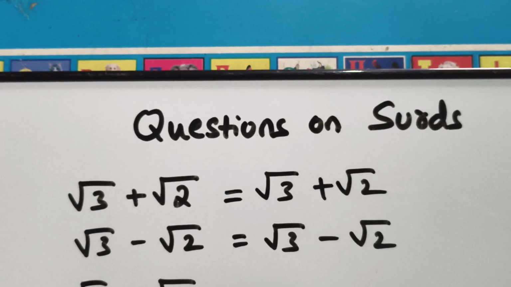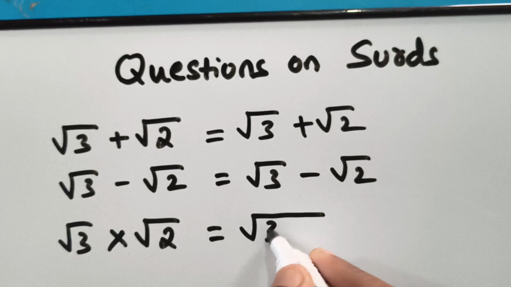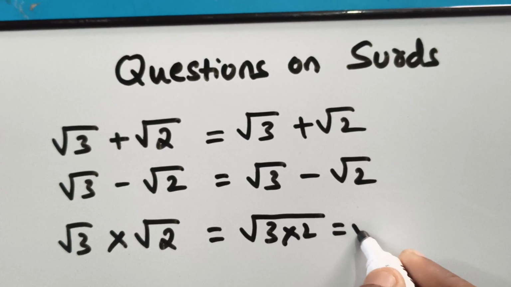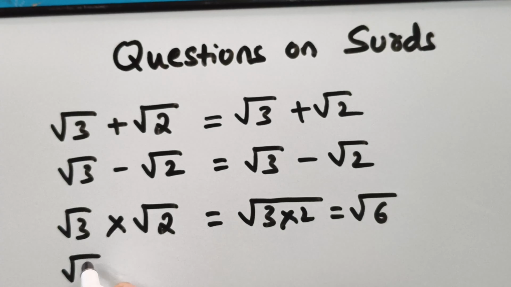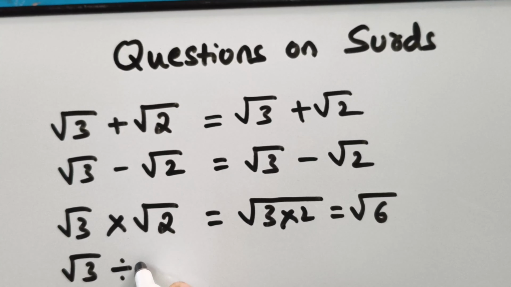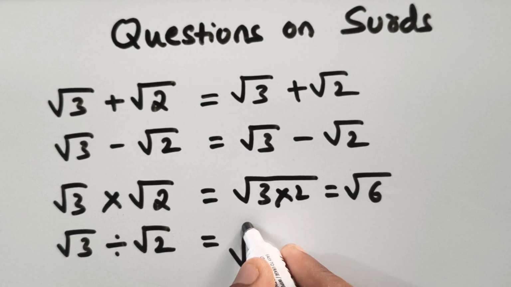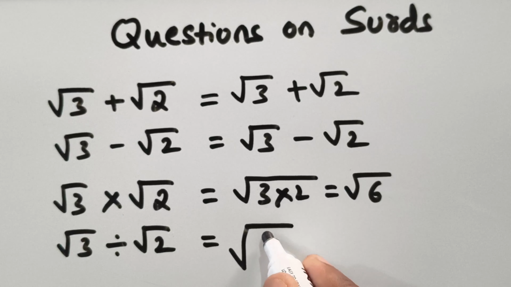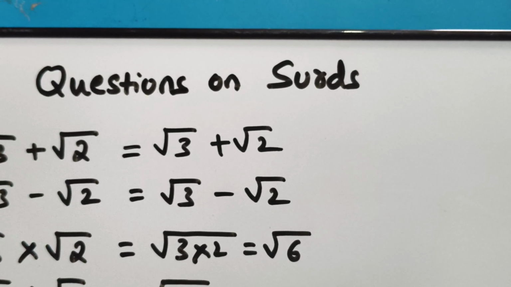Similarly, let's take one more question, that is root 3 into root 2. We can multiply these two terms, that is root 3 into 2, that is root 6. 3 2s are 6. Similarly, root 3 divided by root 2. We can divide 3 by 2, that is root 1.5. Root 3 by 2 we can write. See, these are the arithmetic operations on the surds having the roots.